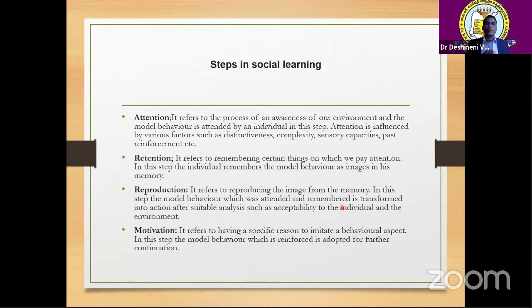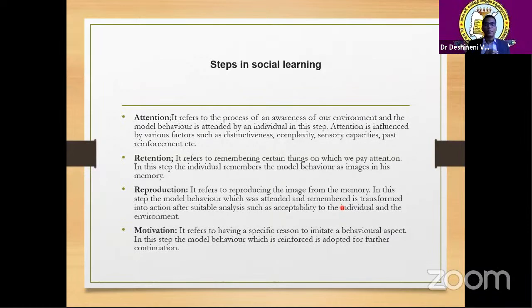Next, reproduction. Reproduction is the third step in social learning. Reproduction refers to reproducing the image from the memory. Whatever image is retained in the memory, depending upon the need, the situation, and the context, the individual reproduces that particular behavior. Reproduction happens from memory.